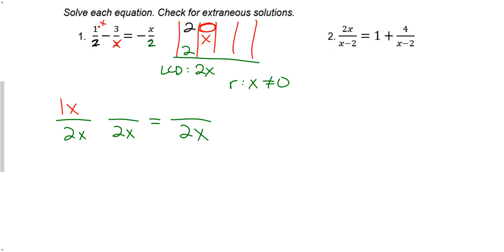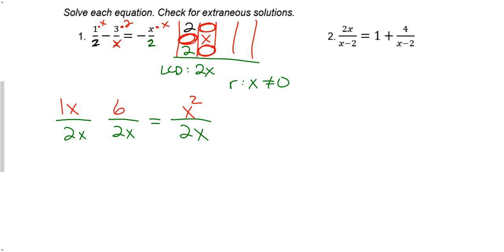The second one has an x on the bottom, so that's this one right here. That's missing a 2. So we would multiply this by 2. So the top of the next fraction would be a 6. Then our last fraction is missing the x. So we would have to multiply this one by x. So that will leave us with x squared here.